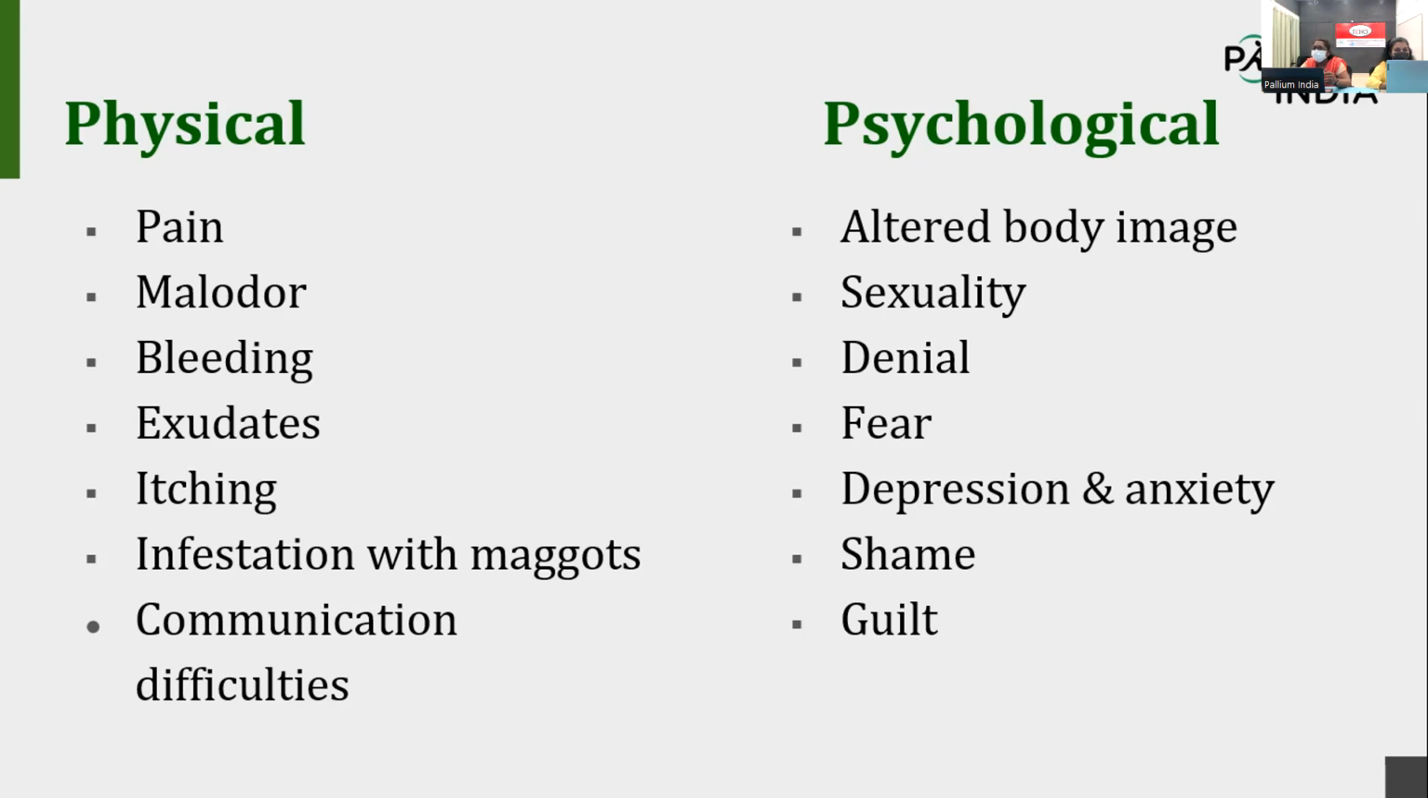Exudate, we already learned what exudate is. It is a purulent discharge coming from the wound. This is another physical problem. If there is a fungating wound, there is dilatation of blood vessels within the tumor, which can cause a lot of exudate to come out. So we have to treat the exudate properly.